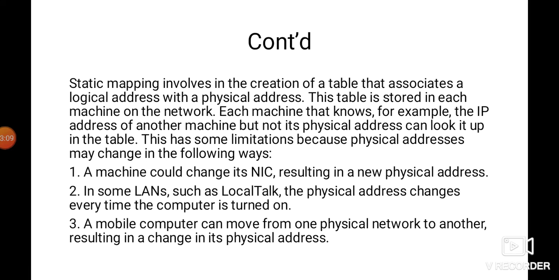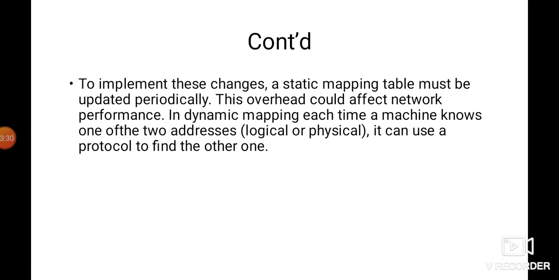The first one is that a machine could change its NIC, resulting in a new physical address. In some LANs, such as LocalTalk, the physical address changes every time the computer is turned on. A mobile computer can move from one physical network to another, which results in a change in its physical address. To implement these changes, a static mapping table must be updated periodically, and this overhead could affect network performance.